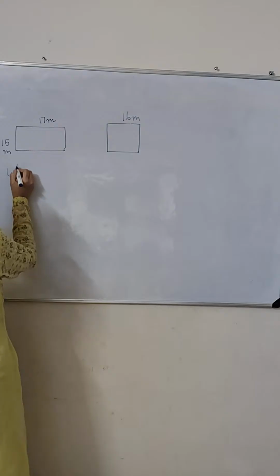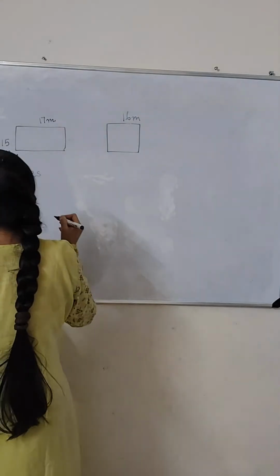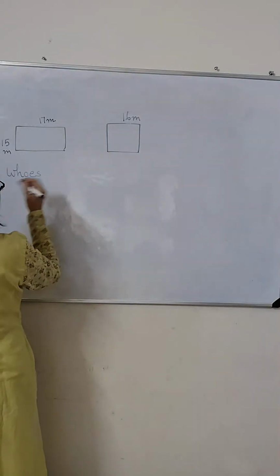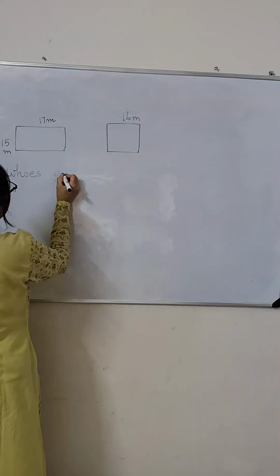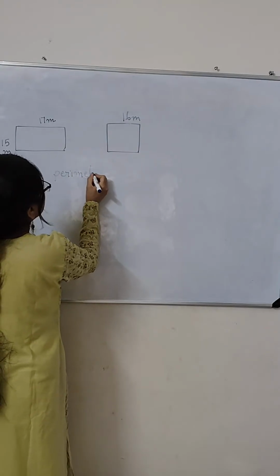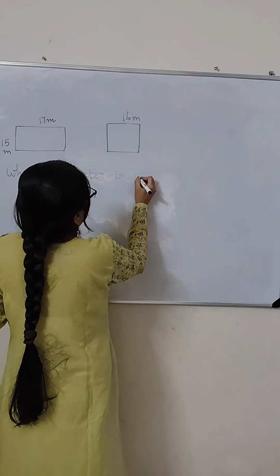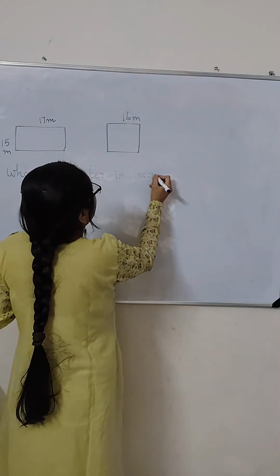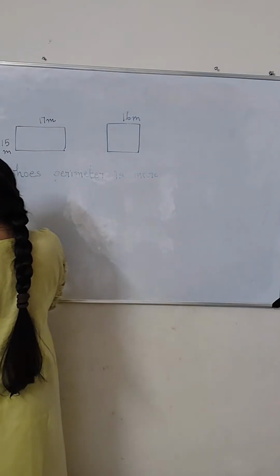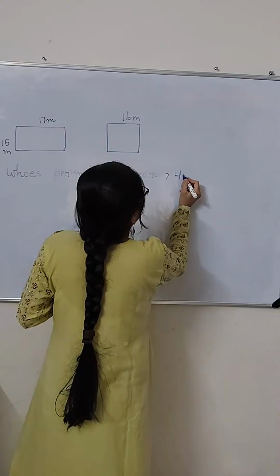Whose perimeter is more and how much? How much?